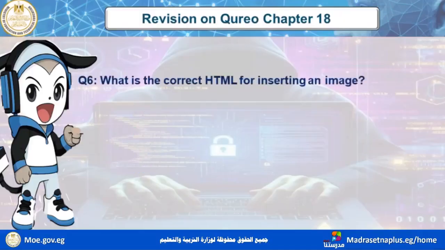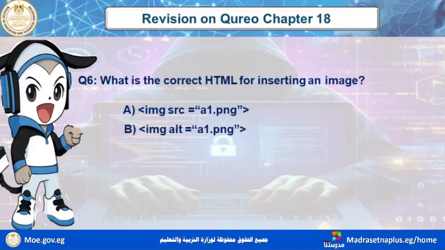What is the correct HTML for inserting an image? We want to insert an image inside our web page. So what is the correct HTML element or the correct HTML tag for inserting an image? img src and write the location or the name of the picture, a1.png. This is the name of the picture. So we use here img src or img alt.